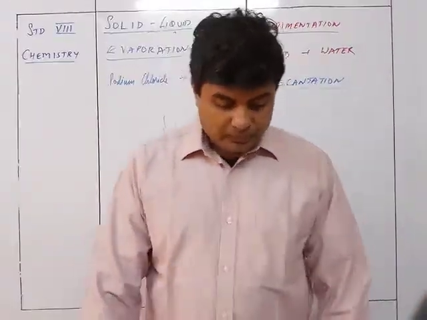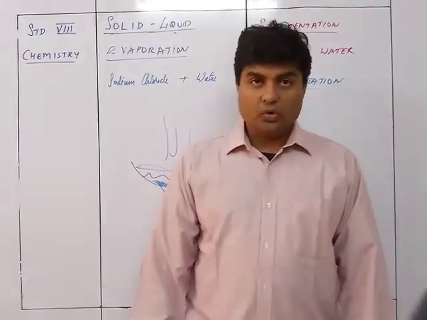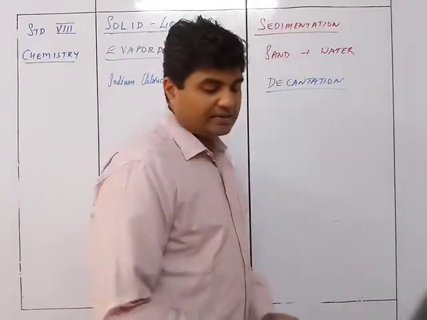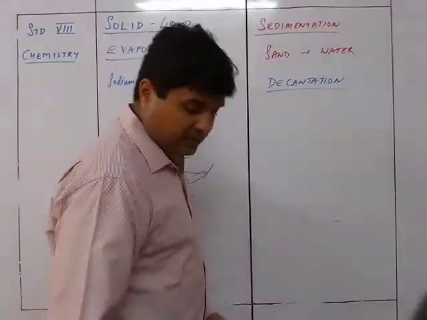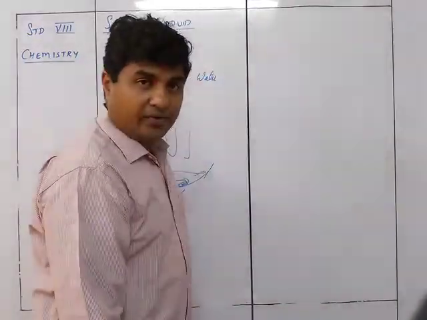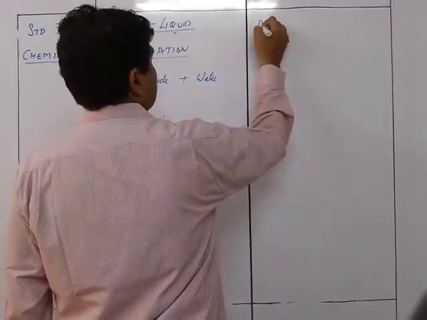Now suppose we want the liquid part also from that particular mixture, then we can use a method which is called distillation. It is the method in which you can separate out the liquid from the solid-liquid mixture, so it is called distillation.